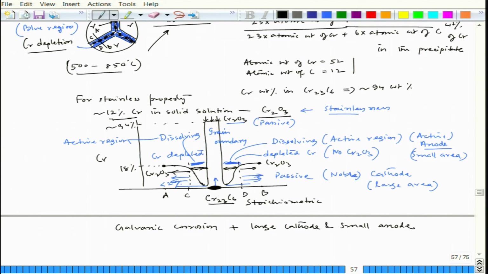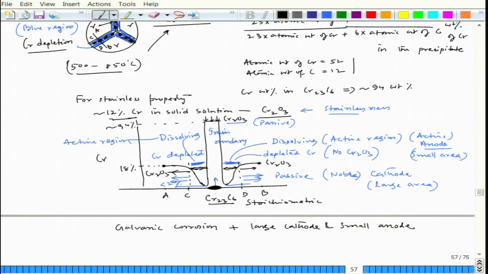And why does chromium carbide form at the grain boundary? Because the grain boundary provides heterogeneous sites for the chromium carbide precipitation. So, let me stop here, we will continue our discussion on this topic in our subsequent lectures. This is very important and we have to understand that. Okay, thank you.